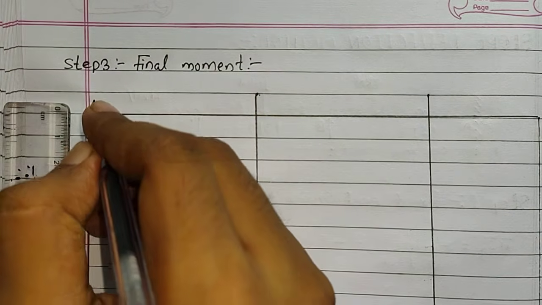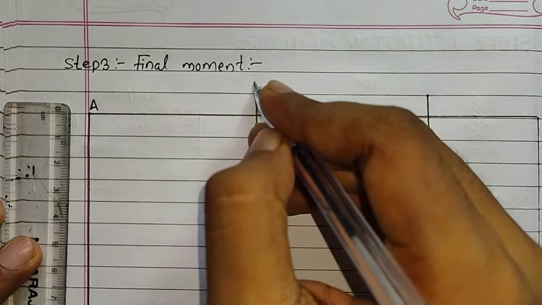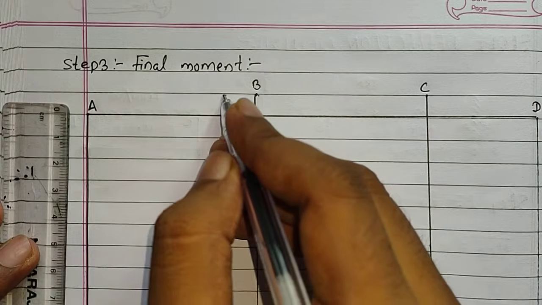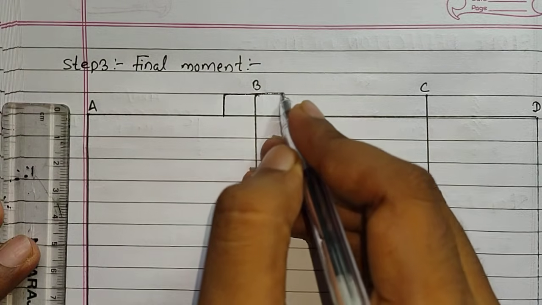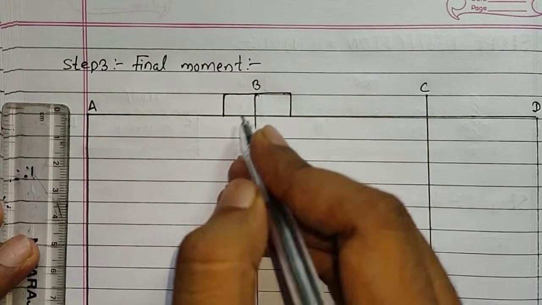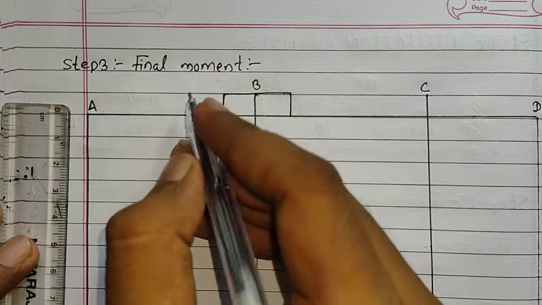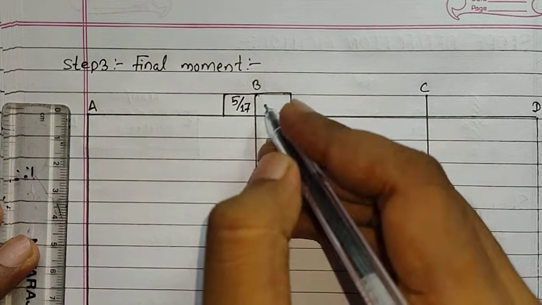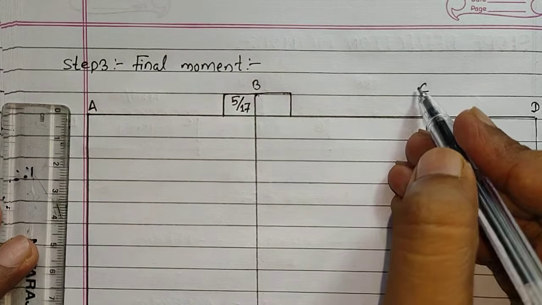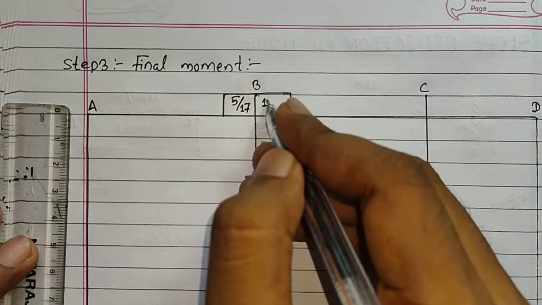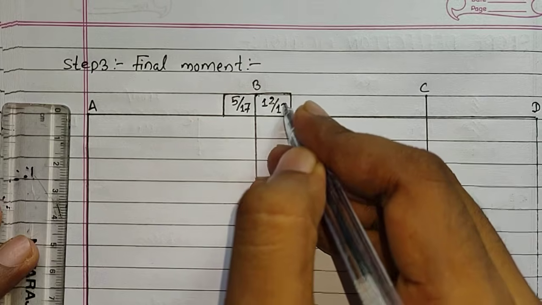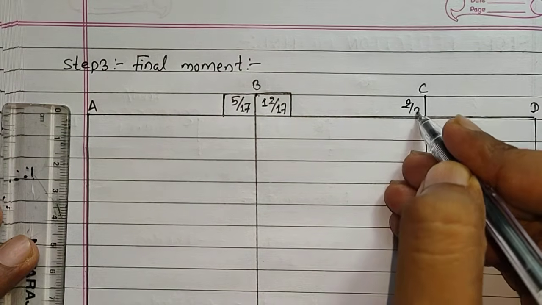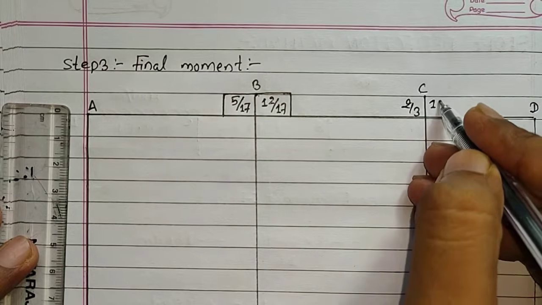This is our point joint A, this is B, this is C, and this is D. Now write down the factors which we have calculated here. The distribution factor for BA was 5 by 17, which we have calculated in step 2. Similarly, the distribution factor for BC was 12 by 17. Similarly, the distribution factor for CB was 2 by 3 and CD was 1 by 3.